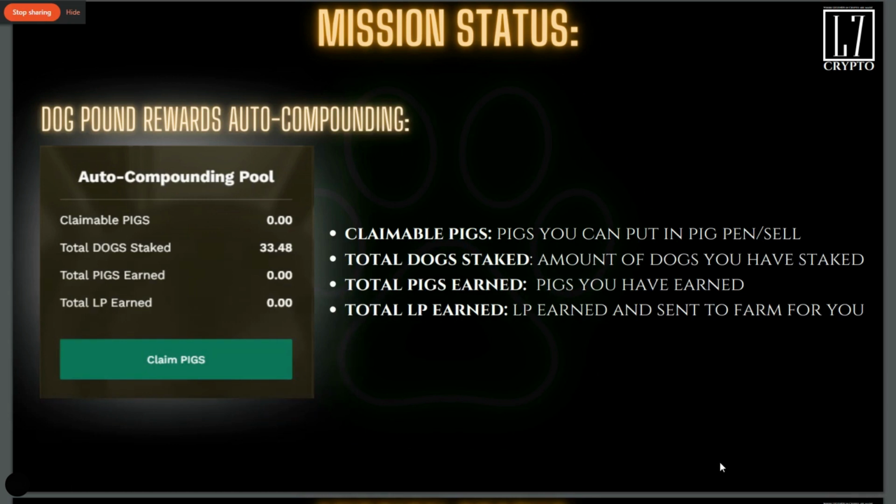Now, the dog pound rewards for the auto compounding. This is the table that you can see there on the menu at the top. The claimable pigs that you can either put into the pig pen or you can sell. Your total dog stakes, self-explanatory. That's the amount of dogs you have staked. Total pigs earned, same, self-explanatory, the pigs you have earned. And the total LP earned and sent to the farm for you. So if you earn 10 LPs that day, it'll say 10. That's how many were sent to the farm for you.